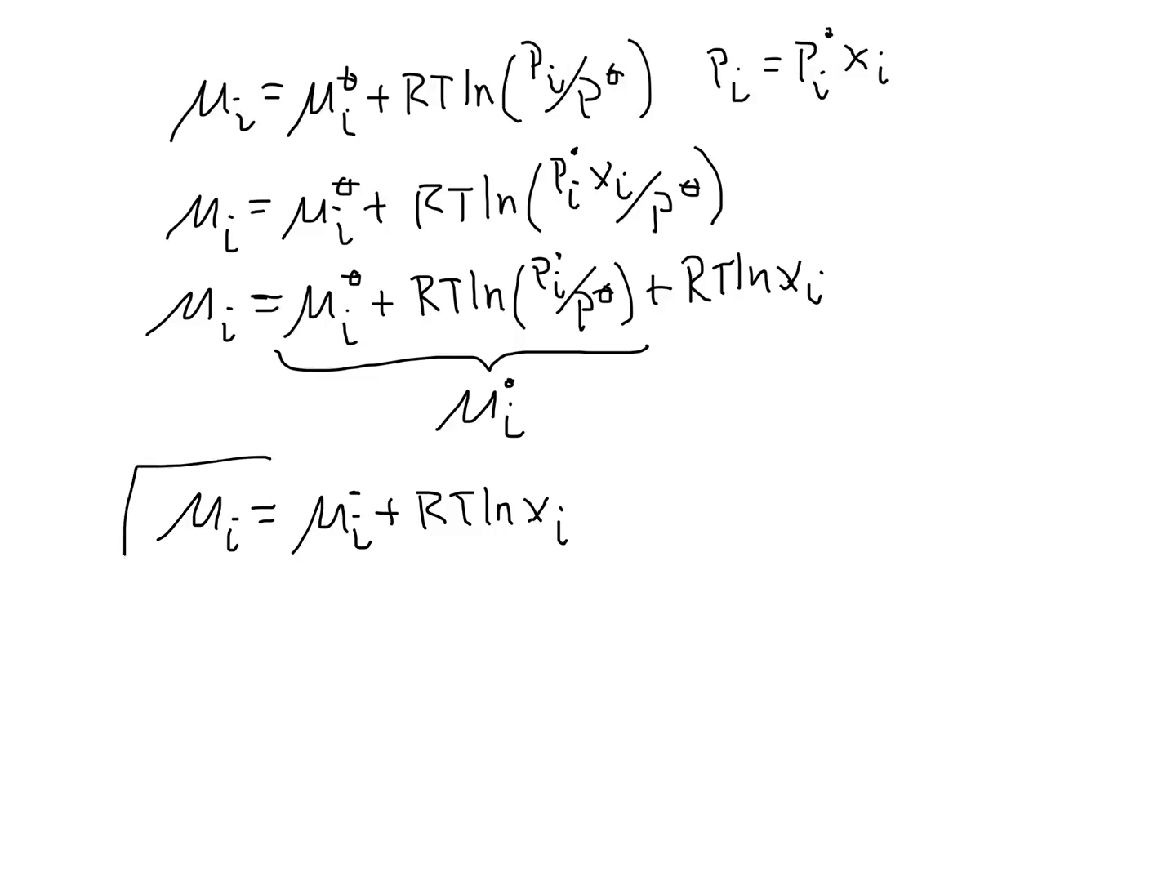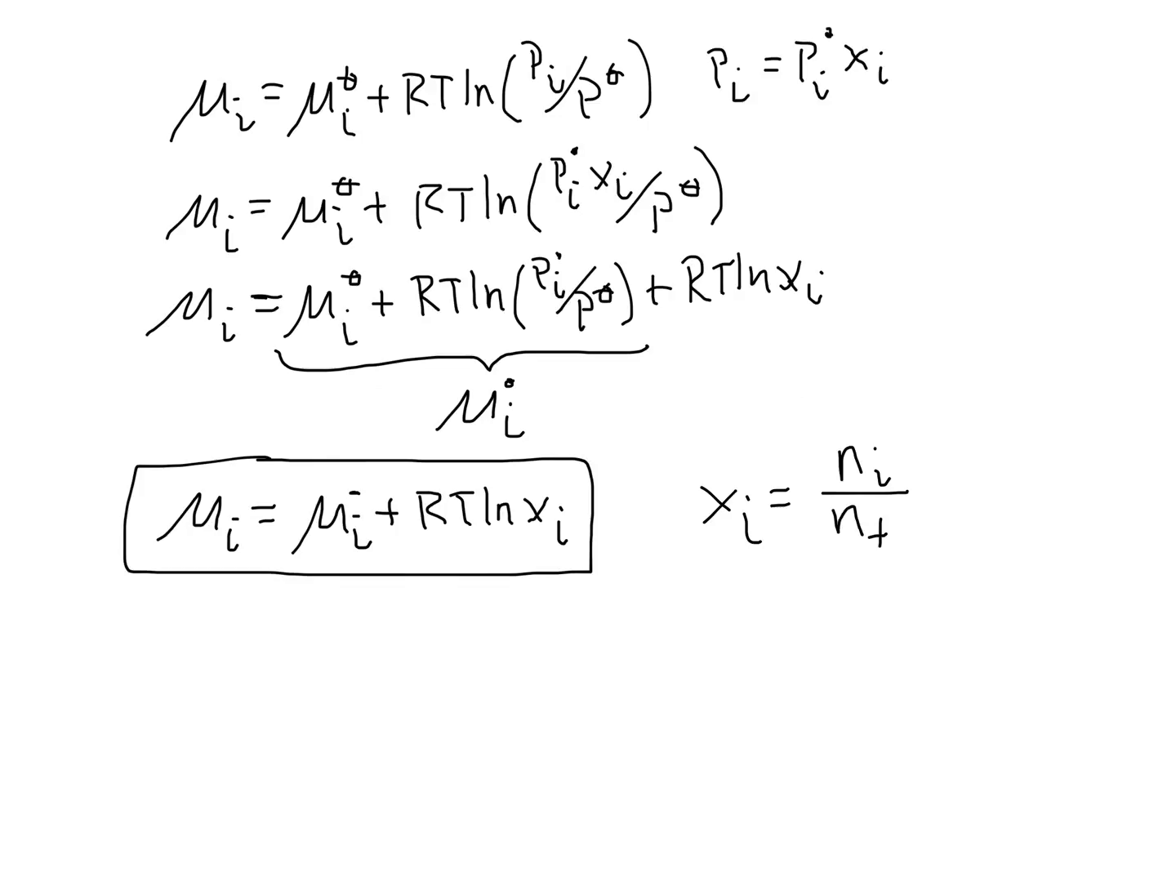And so the chemical potential of a component in a mixture depends on the mole fraction of that component in the mixture. Remember that the mole fraction is equal to the number of moles of the component divided by the total number of moles. And so it's simply just the fraction of the total mixture in terms of moles that is component I.